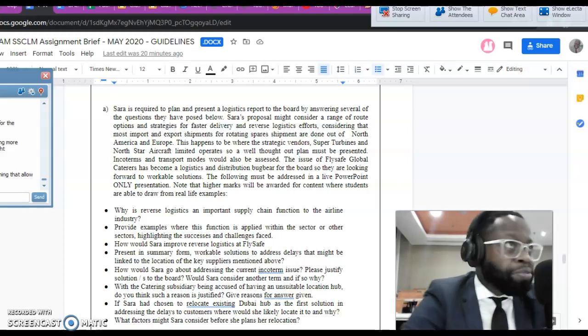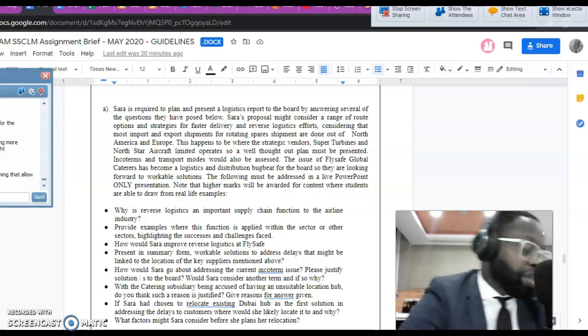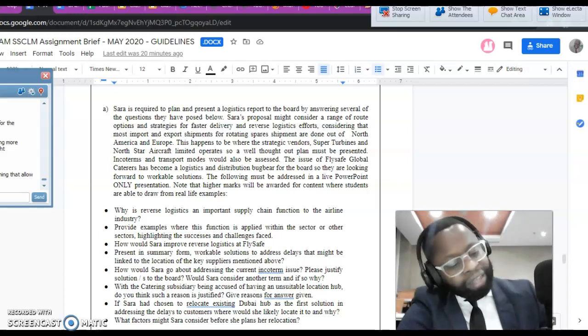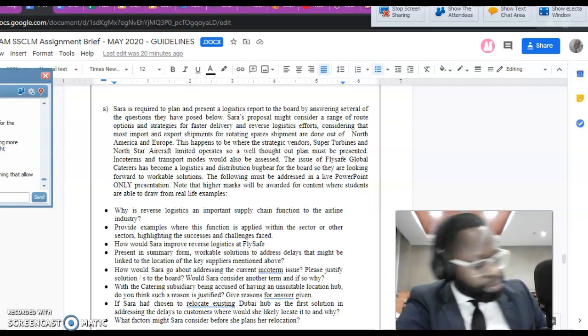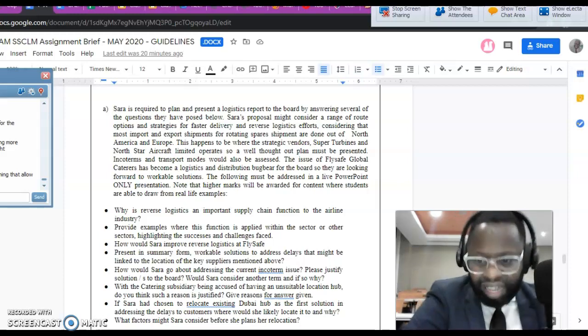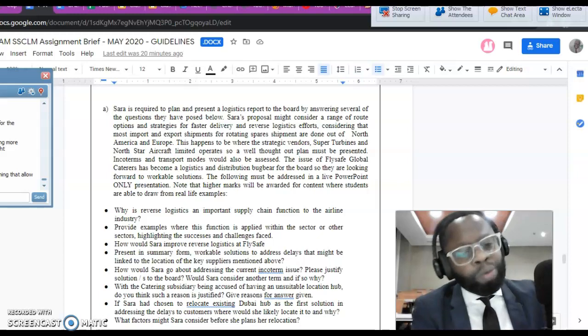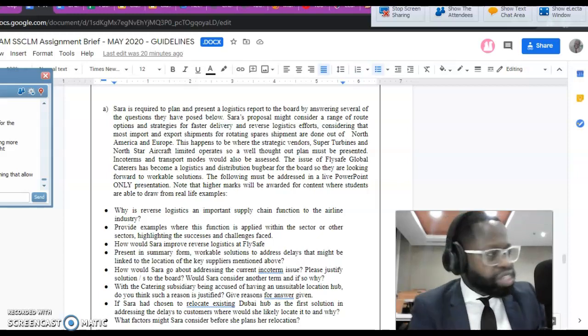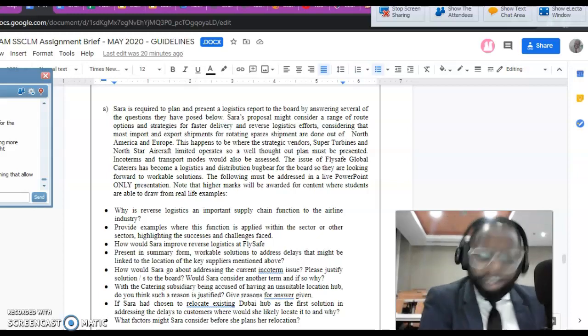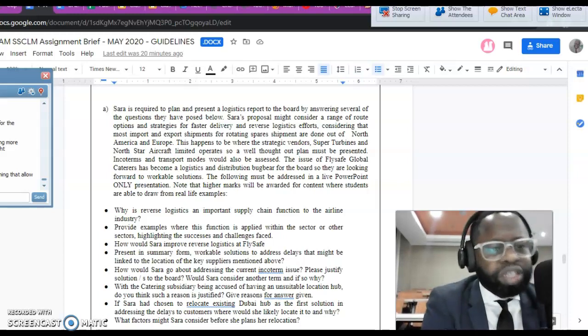In the past, some students told me in their presentation that they don't think that is the problem. I think the Dubai location is ideal. Some students said, no, not the Dubai location. They said maybe it should be in Oman, because if it's in Oman, it will service Saudi better. Different views. You all give your views.